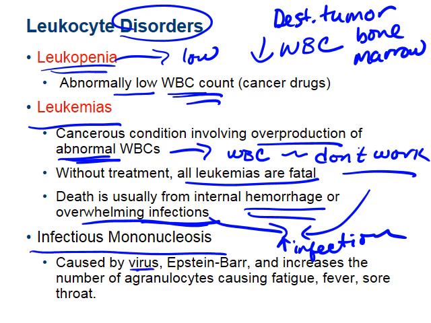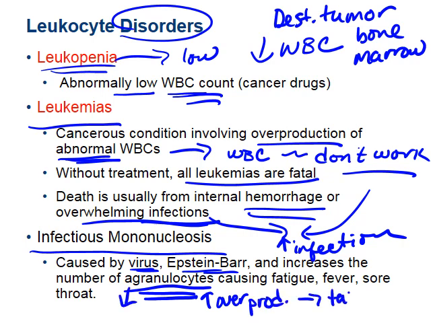Mononucleosis, they mention here, is caused by a virus, the Epstein-Barr, and it increases the number of agranulocytes. So you're overproducing these agranulocytes, and this takes energy, right? Where do you make them? You make them from hemocytoblasts, lots of cells dividing. Also, the agranulocytes will accumulate in the throat, at the site of infection. So you'll have a sore throat and fever and fatigue due to all of the inflammation and the energy that you're using to overproduce these agranulocytes.